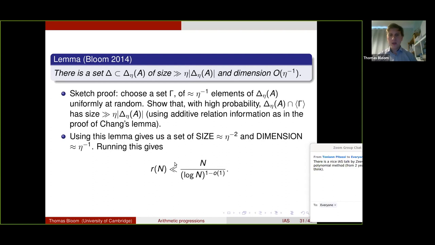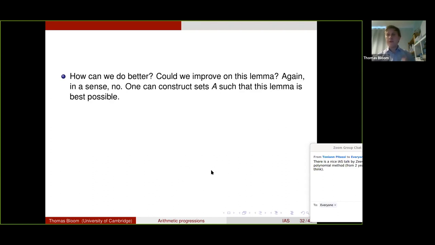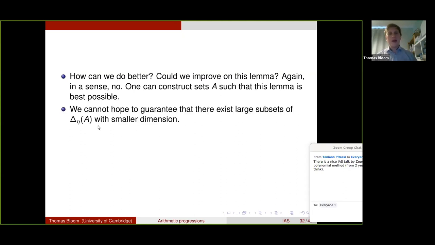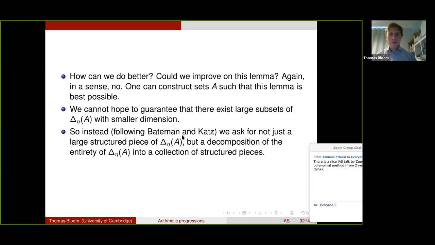Okay. So this is great, but again, it's running into this logarithmic barrier. So how do we get past this logarithmic barrier? Again, we can't improve on this lemma. You can construct sets A such that this lemma is best possible. And in particular, you can't hope to find large subsets of the spectrum where they need smaller dimension. And instead, and this was the global strategy of Bateman and Katz, we ask not for just a single large structured piece inside the spectrum, but we want to decompose the entirety of the spectrum into structured pieces and then study how those pieces interact with each other.